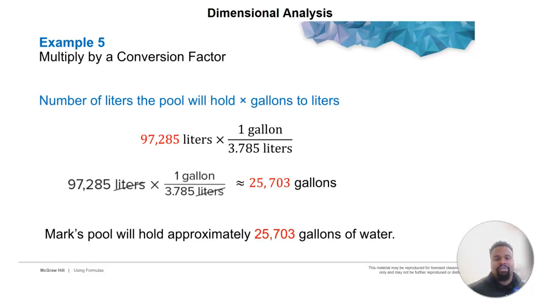So now what's left is 97,285 times 1, which is 97,285. Divide that by 3.785, because that's a fraction. That's going to give you approximately 25,703 gallons. And so that's how much Mark's pool will hold, approximately 25,703 gallons.